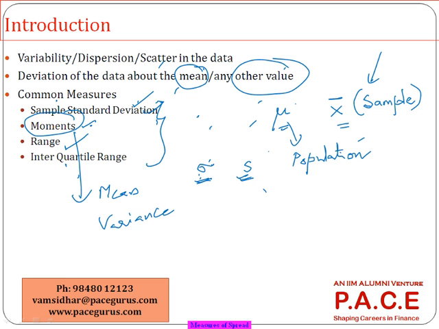Range is the easiest to find out, which is nothing but the highest value minus the lowest value. That's the reason it is not used more extensively, because it is very simple and only two values are considered. Even though my sample will have 50 values, range only considers two values, the highest and the lowest. If the highest is an outlier and the lowest is an outlier, the difference looks very, very high. It says the data is completely dispersed, completely scattered. If I remove that one outlier, the data may look more concentrated in a specific area. That's where range is not generally used heavily.